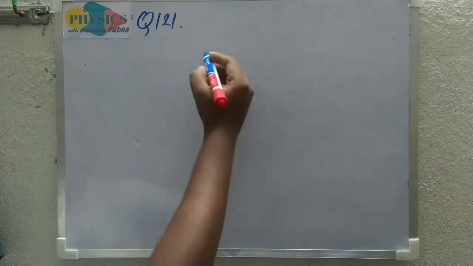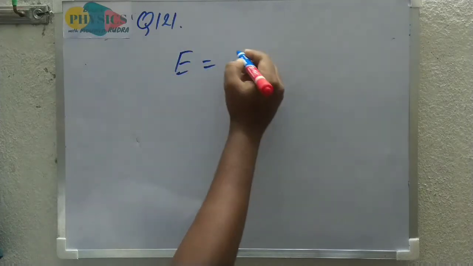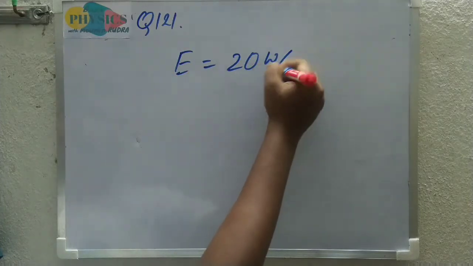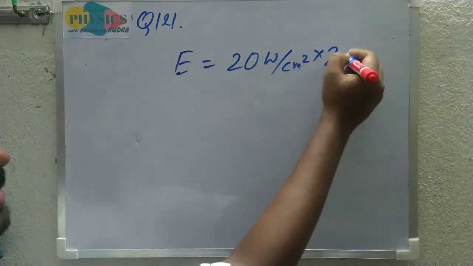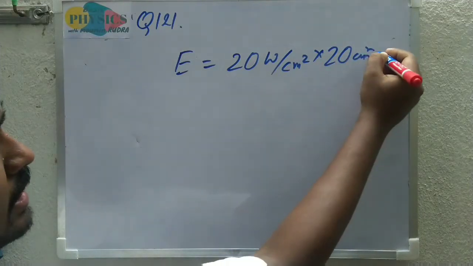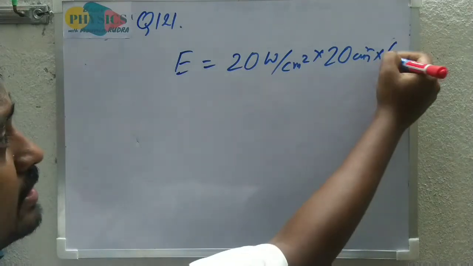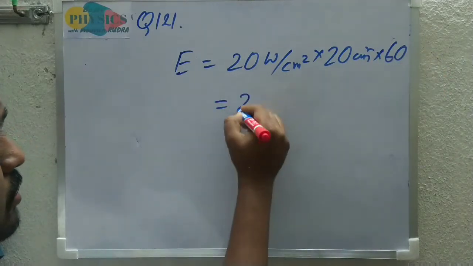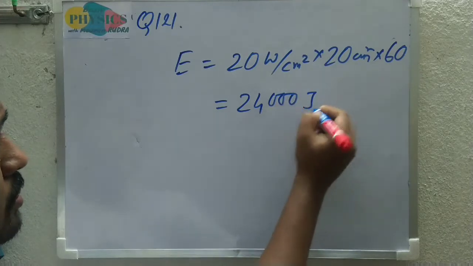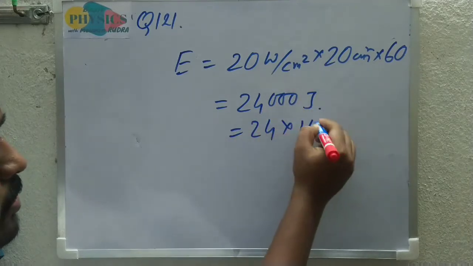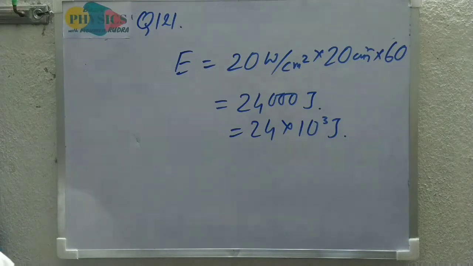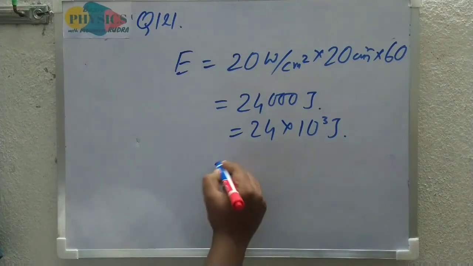So question number 121. Here light with an average flux of 20 watt per centimeter square falls on a non-reflecting surface. So it means E equals flux, which is 20 watt per centimeter square, into surface area, which is given as 20 centimeter square, and for time of 60 second, that means 2400 joule, which means 24 into 10 to the power 3 joule. Okay, so option number 2 is the right answer.